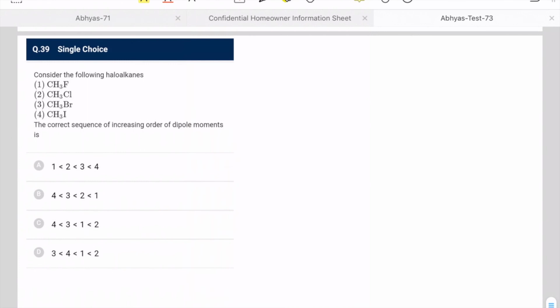Next question: consider the following haloalkanes: CH3F, CH3Cl, CH3Br, CH3I. The correct sequence of increasing order of dipole moments is being asked. Actually, this order will normally be CH3.